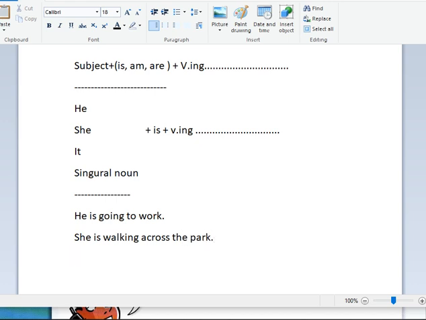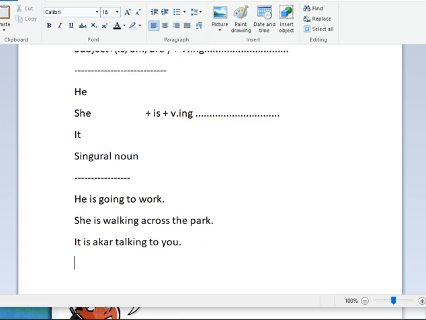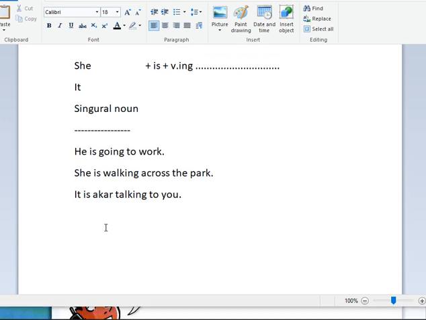And if we have it, for example, it is, you write your name, it's, for example, someone talking to you. So you can write like this one. It's, for example, someone talking to you. And you can write a lot of examples. This is just the example that I remember now.